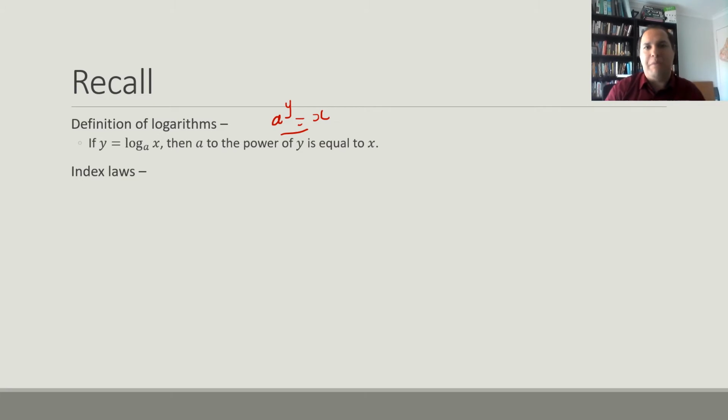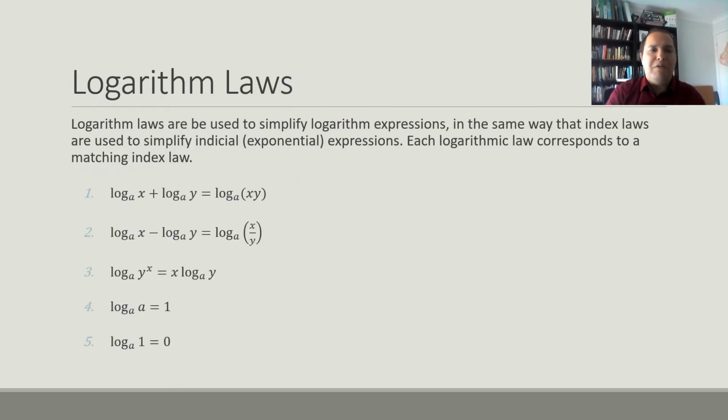Now, the other thing that's worth remembering is our index laws. Laws like a to the m times a to the n equals a to the m plus n, or a to the 0 equals 1. Those laws are also used to help us understand and make sense of the logarithm laws. Logarithm laws are used to simplify logarithmic expressions, in the same sort of way that index laws help us simplify indicial or exponential expressions. Each logarithmic law corresponds to a matching index law.